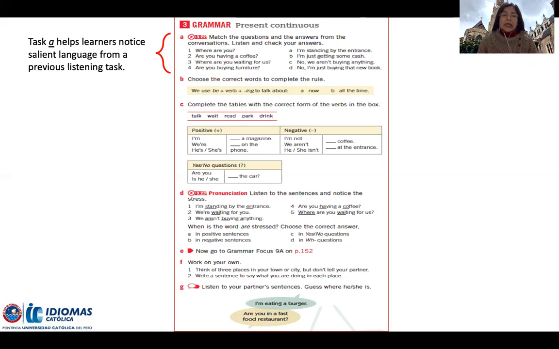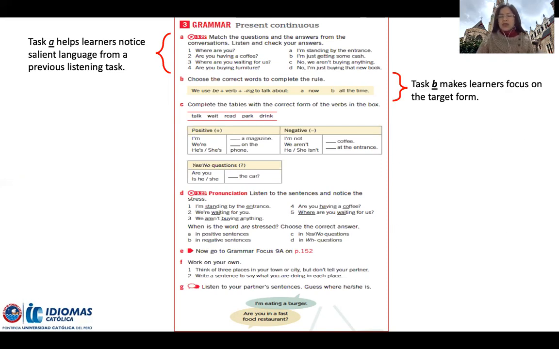First, in task A, learners notice salient language from the previous listening task. Remember, we have mentioned this before. Empower lessons have been designed in a way that grammar and vocabulary come out usually from the listening or the reading text they have. So usually the salient language from those tasks is presented in the grammar section.